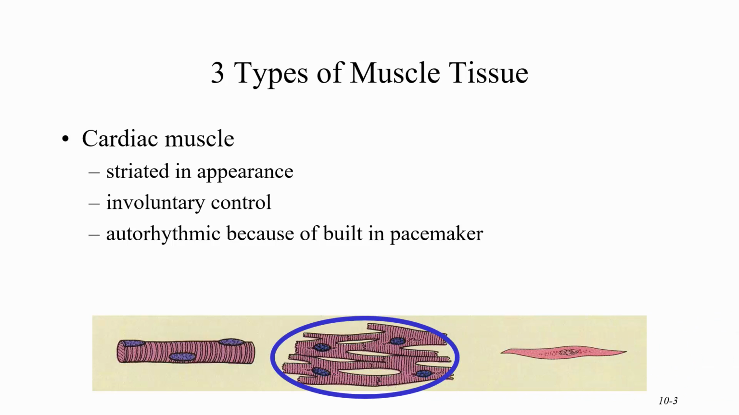And this is what it looks like. Again, it's going to be kind of this teased appearance. The nuclei are centrally located, as opposed to the skeletal muscle, which is more cylindrical and has the nuclei off on the periphery. And actually, each of the muscle cells are multinucleated, whereas the cardiac muscle, the nucleus is centrally located.